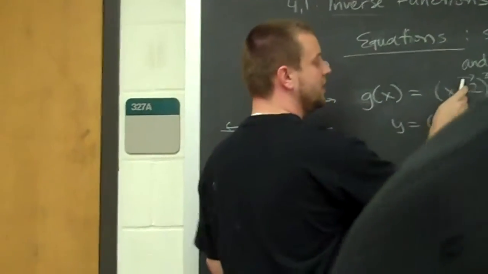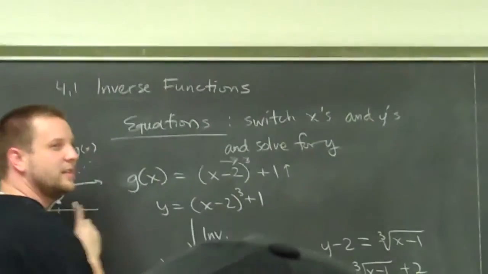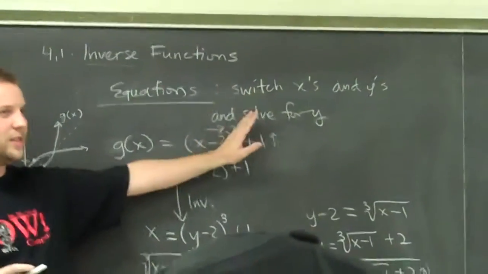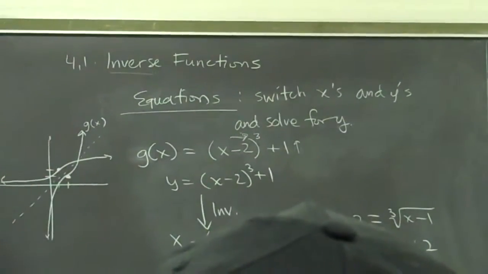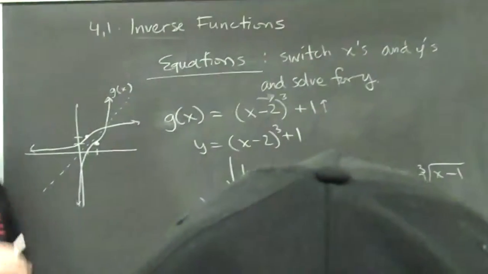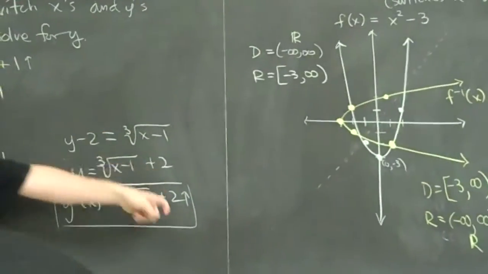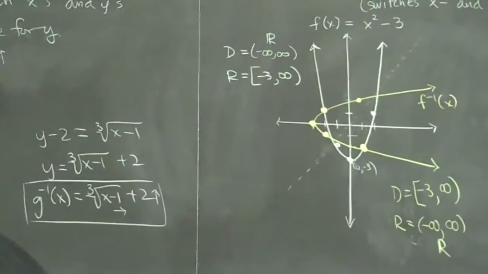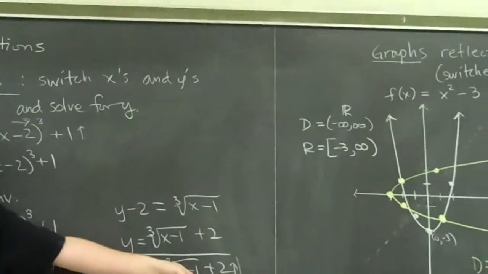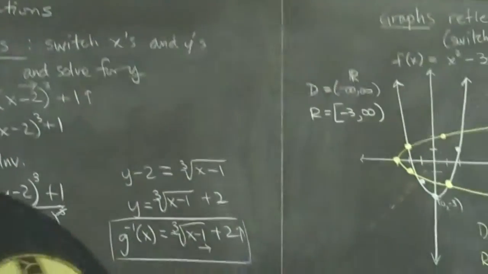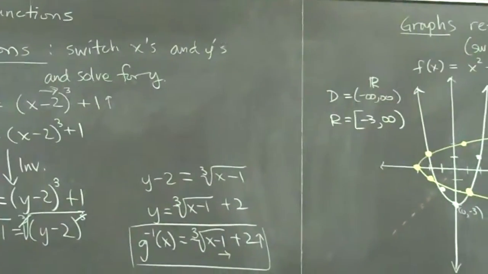Now, for the original function, I moved it right 2, right? I did a horizontal movement of 2, but if I reflect over the y equals x line, then the horizontal things become vertical things, right? And so vertically, I went up 2. Instead of going right 2, I ended up going up 2. Here I went up 1. Do the inverse, that becomes... Okay?